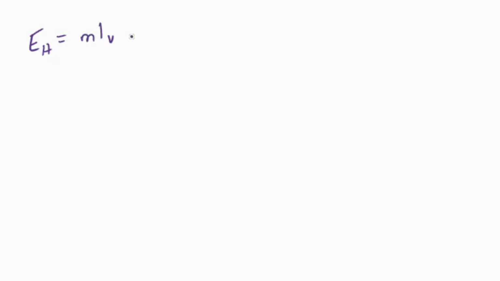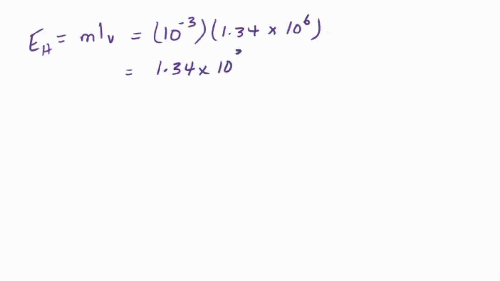by multiplying the mass, which is given as 1 gram, which is 1 times 10 to the minus 3 kilograms, multiplied by the latent heat of vaporization, which is 1.34 multiplied by 10 to the 6 joules per kilogram. And when you do that, you're going to get 1.34 multiplied by 10 to the third joules.